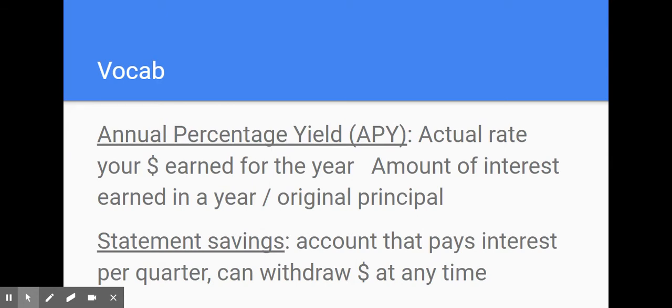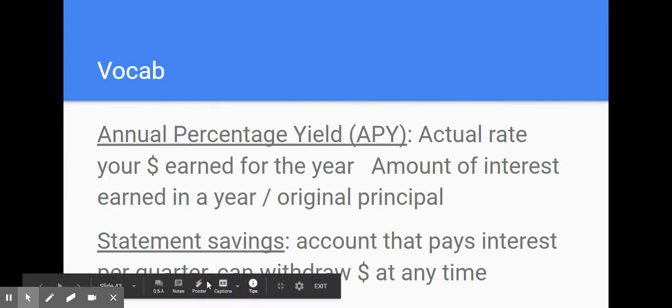And so up to this point, we've learned about a simple savings account, which pays interest using simple interest, which is always based on the original principal. We've learned about a certificate of deposit, which is a CD that pays compound interest. The drawback there is that your term is longer and the money is locked in. You can't withdraw that money.